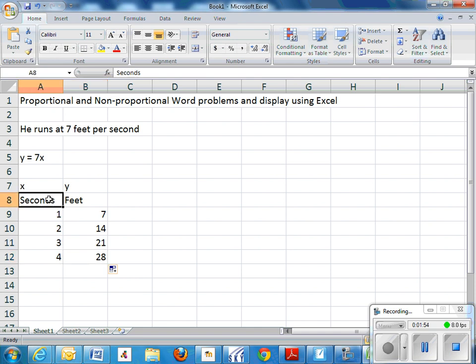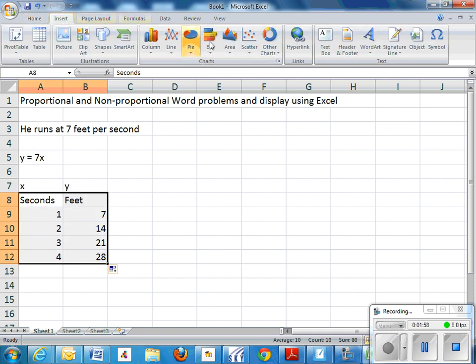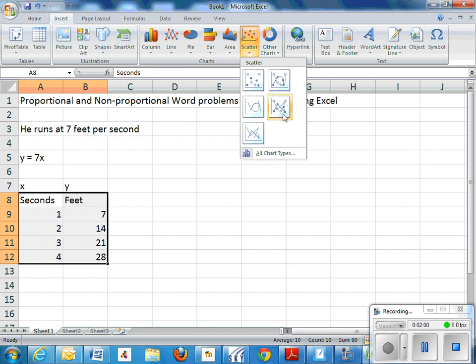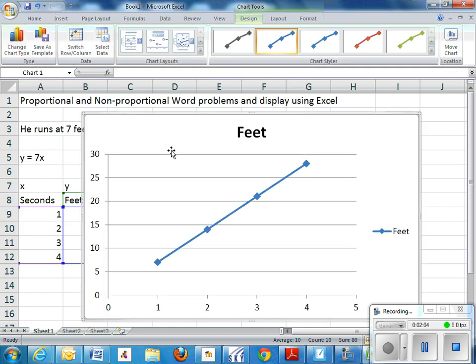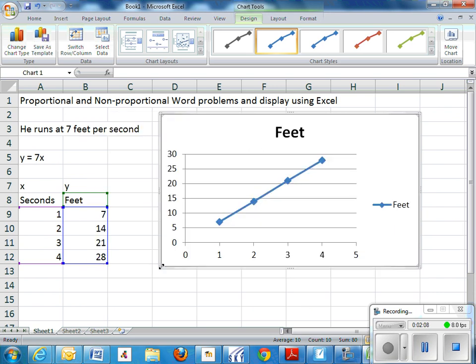Now we're going to graph it. To graph it, highlight both rows, click on Insert, click on Scatter, click on the one that has the straight lines connecting the dots, and it will make a chart. You're probably going to need to shrink the chart so that it fits next to your word problem.